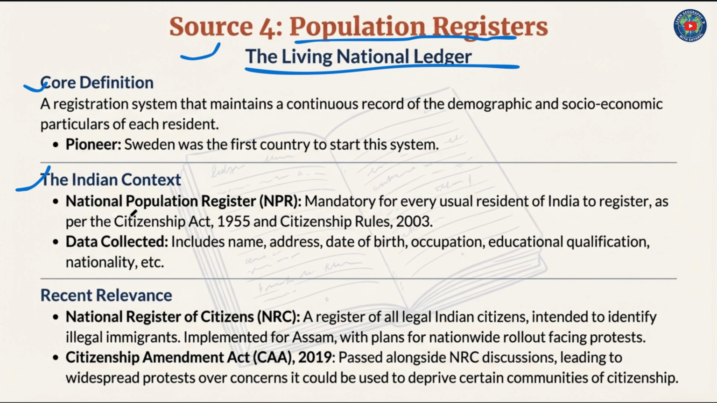The Indian context: the National Population Register, NPR, is mandatory for every usual resident of India to register as per the Citizenship Act 1955 and Citizenship Rules 2003. Data collected includes name, address, date of birth, occupation, educational qualification, nationality, etc. Recent relevance: the National Register of Citizens, NRC, a register of all legal Indian citizens intended to identify illegal immigrants, implemented for Assam with plans for nationwide rollout facing protest.